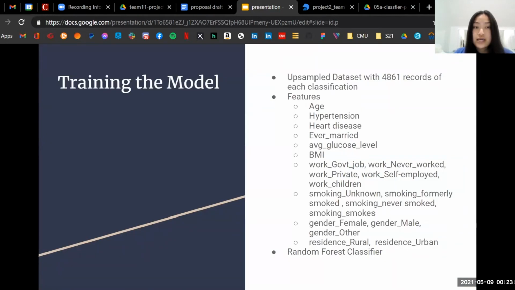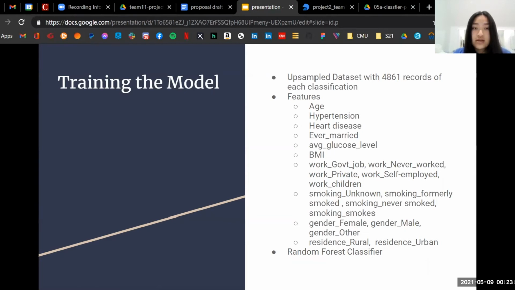So our dataset actually had almost 20 times more records of patients without stroke than with stroke. So in order to create a less biased model, we upsampled the stroke records so that there would be equal numbers of each classification. Additionally, because all of the included features seem to be prevalent risk factors for stroke from our research, we included all of them in the model.